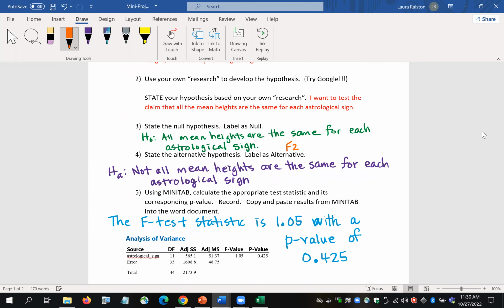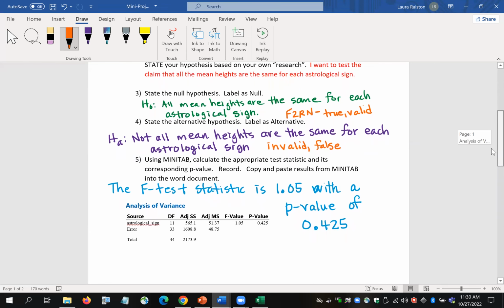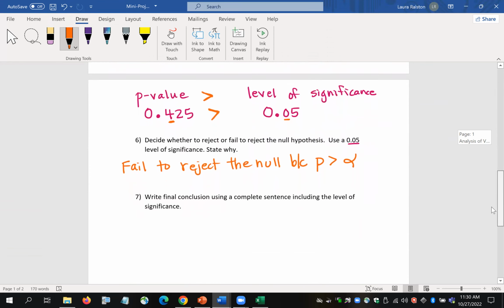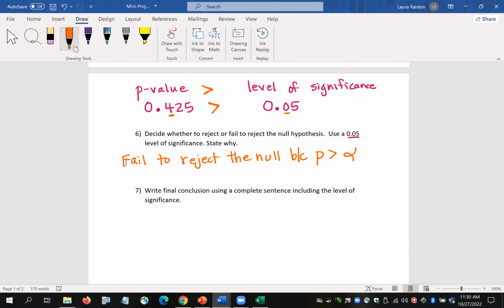We fail to reject the null, okay? And if we fail to reject the null, that means the null is true or valid based on the evidence we have, and the alternative would be false or invalid. So based on the evidence that I have, it indicates that all mean heights are the same for each astrological sign. So that's what I have to say. Make sure you include your level of significance.